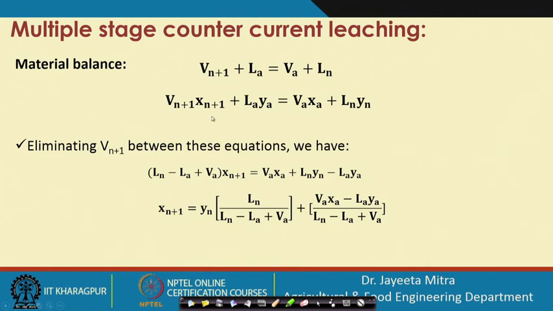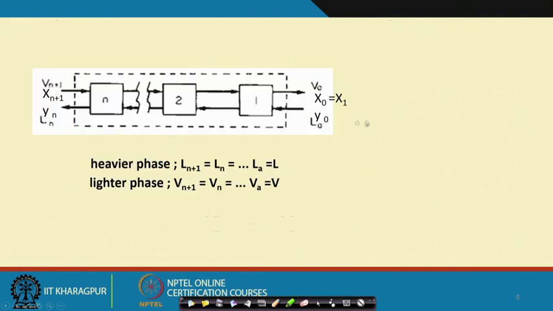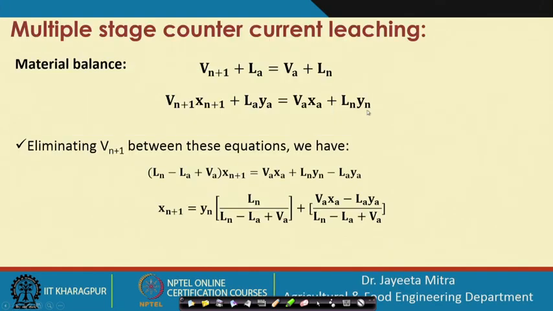Similarly, when we do the component balance, V n plus 1 into X n plus 1, where X n plus 1 is the concentration of the oil or solute, the particular component that we want to separate, in the solvent itself, and similarly X A denotes the component fraction in the extract that is coming out from the first stage, and L A Y A. So, Y A is the fraction of that solute component in the feed stream, and Y N is the fraction of that solute component coming from the nth stage.